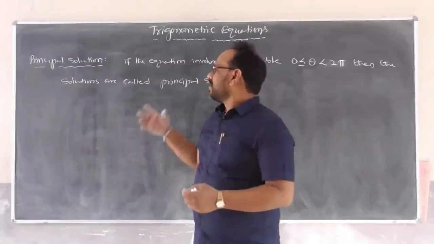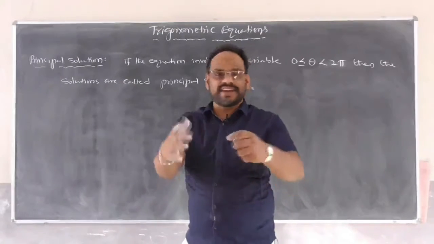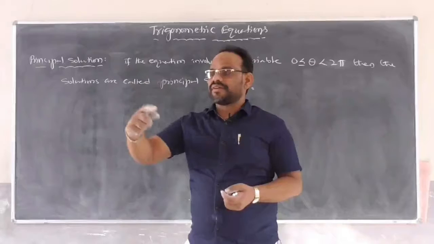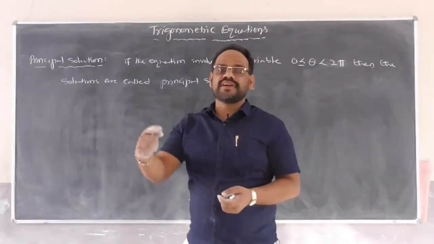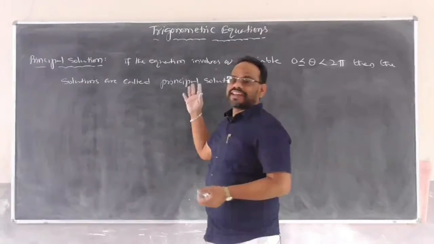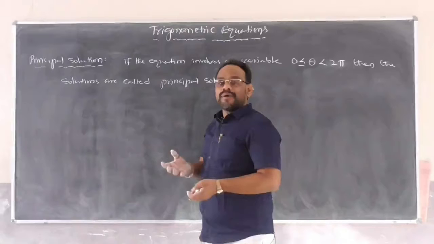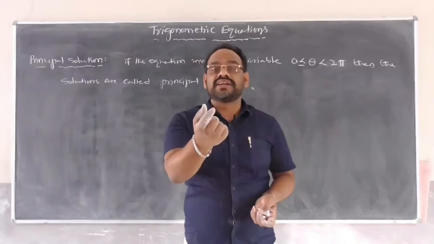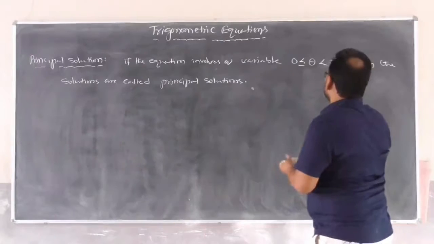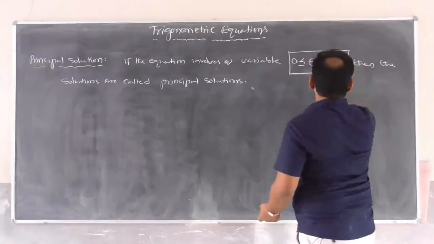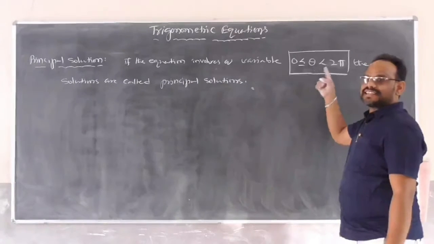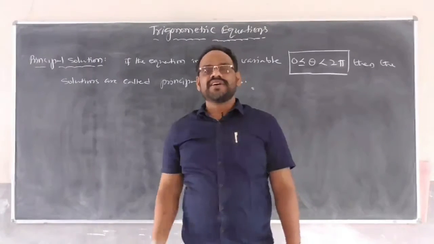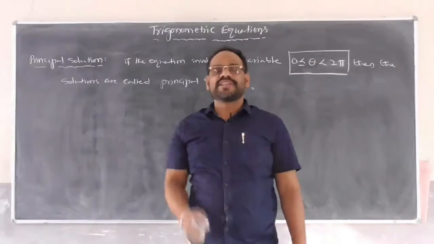Any trigonometric function has an infinite number of solutions. Why? Because its period is 2 pi. All trigonometric functions are periodic functions, so after the period, the values are repeated. So every trigonometric function has infinite solutions. But a principal solution means the value of theta lying between 0 and 2 pi, that is 0 is less than or equal to theta is less than 2 pi. Then the angle theta is called the principal solution of the given trigonometric function.